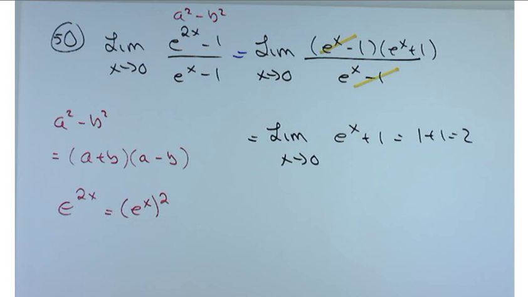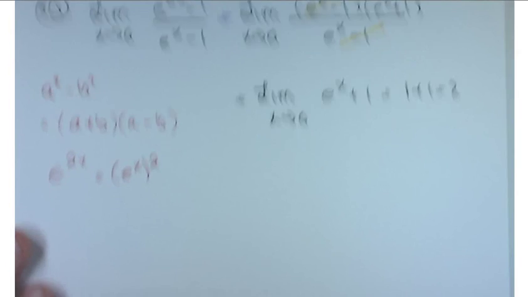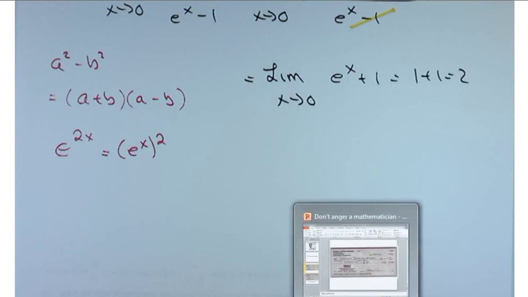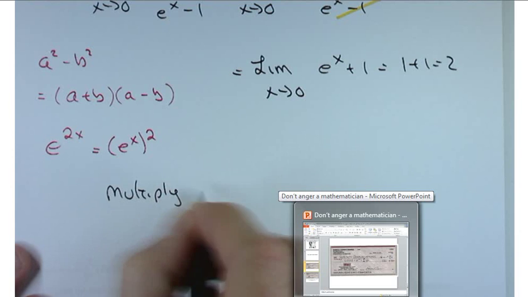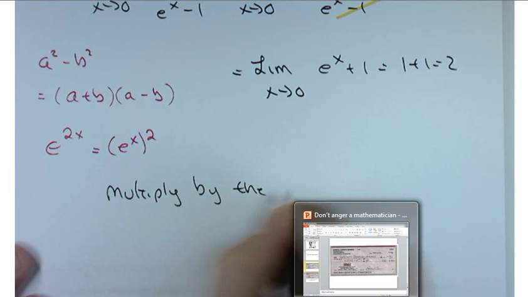There were some other types of tricks that we can use as well. One of them, and I think we've used this one before, and one example of it is to multiply by the conjugate. So multiply by the conjugate.